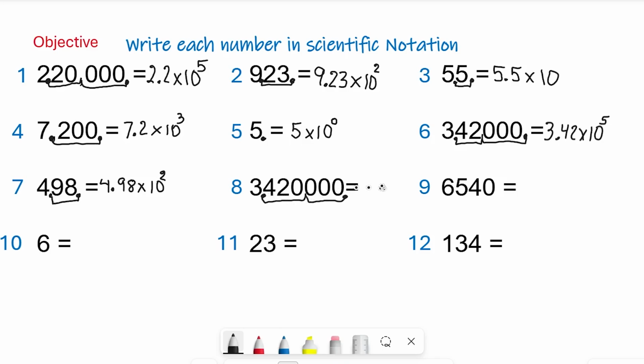Okay. So the answer should be, let me write it under, I don't think I have the space. So it's gonna be 3.42 times 10, and that would be to the 6th power. So this is gonna be the answer.